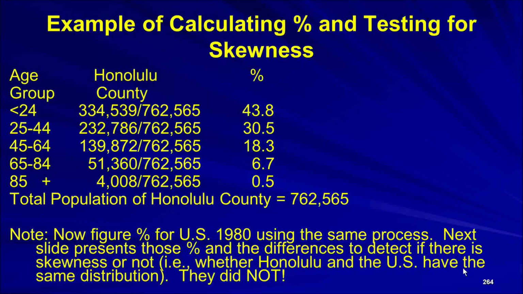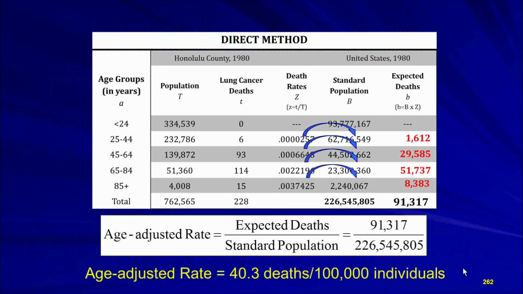So we're going to test for skewness. And I want to go back to show you, first off, where this information comes from and how we came up with the particular percentages. So just bear with me. I'm going to go back. We're going to focus on the subpopulation, and we're going to look at the specific population for each age-specific group. Okay?